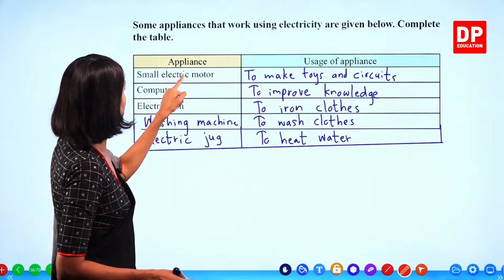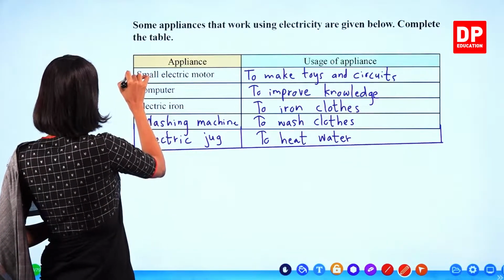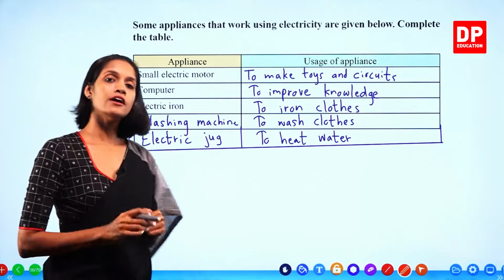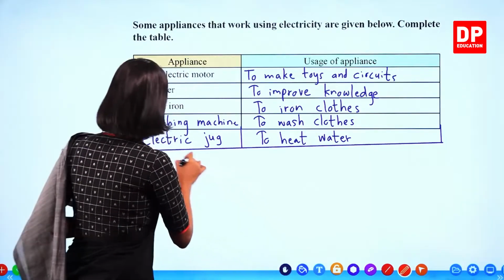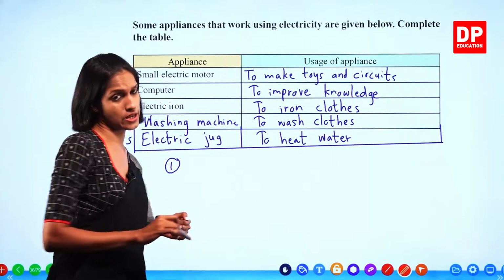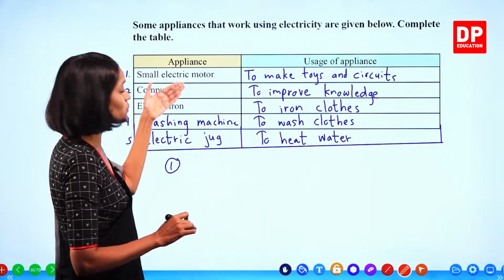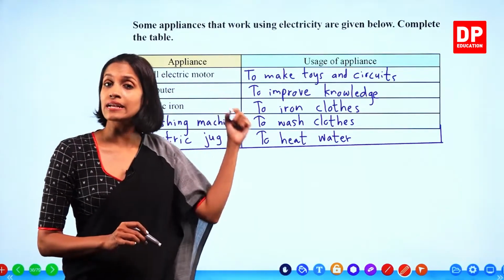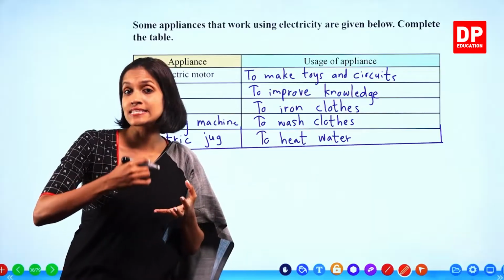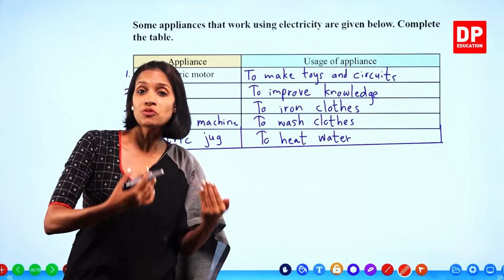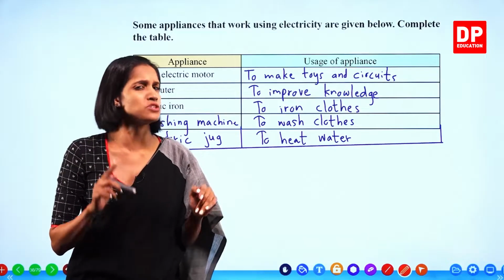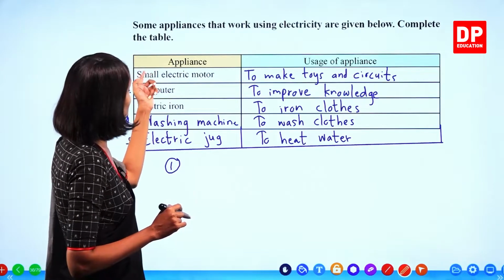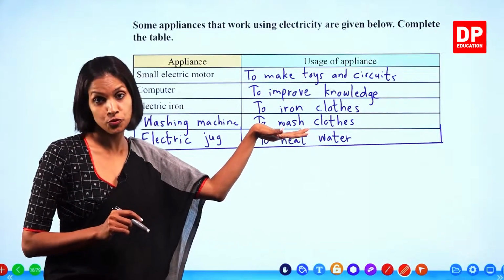Now the first one, small electric motor. We will put numbers 1, 2, 3, 4, 5. Right, children? So we will write number 1. What is the energy conversion that takes place? In each instance they use electrical energy, right? So when you use the small electric motor, you all know when electricity is supplied to a motor, its axis starts rotating. So something is moving means that type of object contains which type of energy, children? Kinetic energy, right? So using the electrical energy, kinetic energy is formed, right?